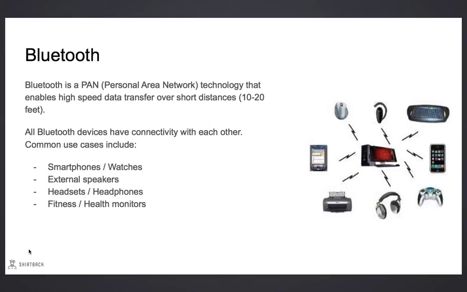Bluetooth is a personal area network technology. Personal area networks are abbreviated as PAN. Bluetooth enables high-speed data transfers over short distances. The Bluetooth range is typically about 10 to 20 feet.